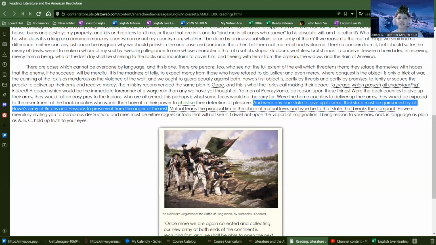So he's making the argument that giving up your weapons is not going to lead to peace, right? Remember the sarcasm, a peace that passeth all understanding? He's saying there's nothing peaceful about this. Here are all of the things that could happen as a result of you giving up your weapons because you don't want to fight and you want to get on the British Army's good side. None of these outcomes are peaceful, and these are all the likely outcomes.